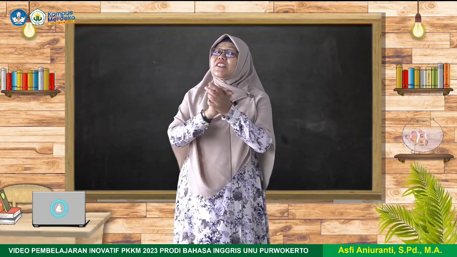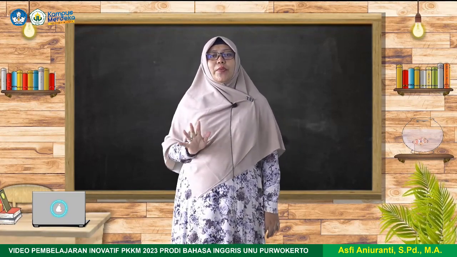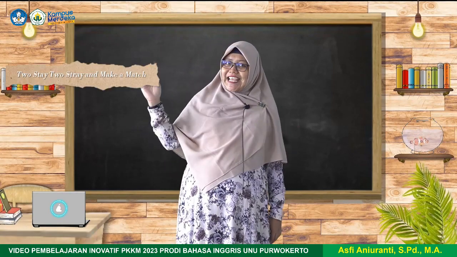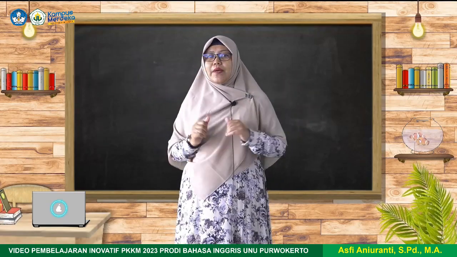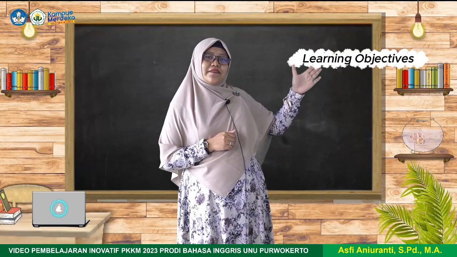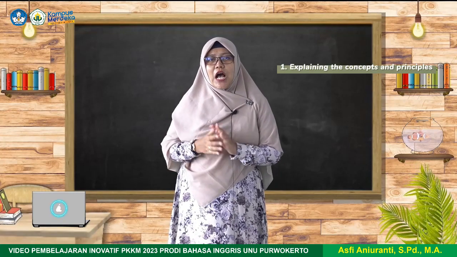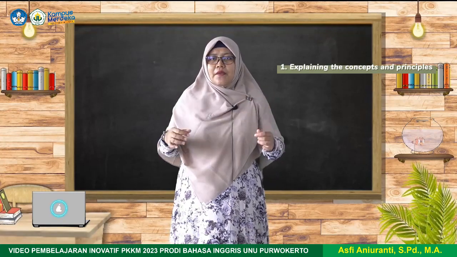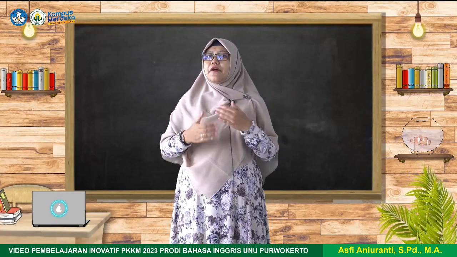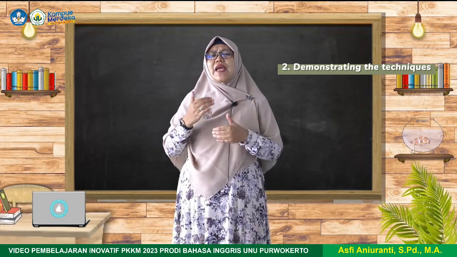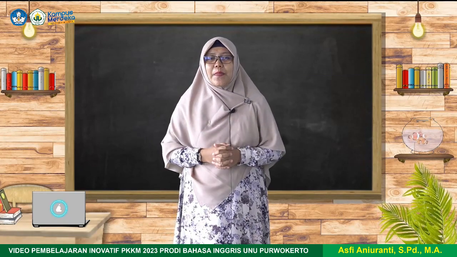So today we are going to discuss two different techniques in cooperative learning strategy called Two Stay Two Stray and Make a Match. But before we discuss more about them, I would like to tell you the learning objectives of our lesson today. The first, at the end of this class, hopefully you are going to be able to explain the basic concepts and basic principles of these two techniques. And then you are going to be able to demonstrate these two techniques. Well everyone, these are the learning objectives.